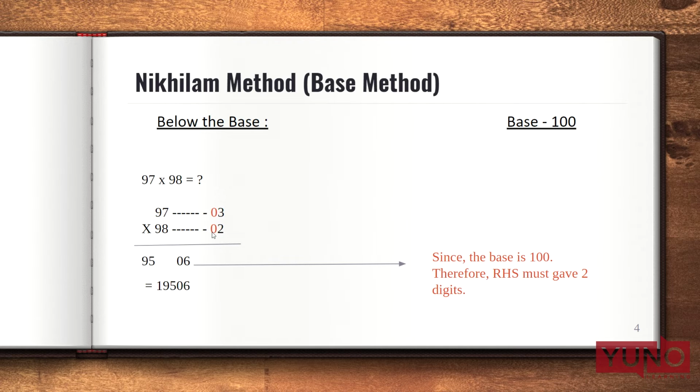98 is 2 less than 100, so I have written here 0, 2. Now multiplying two negative numbers will give me a positive number. So 2 multiplied with 3 is 6, but to make it a 2-digit number I have written here 06. Now performing any of them, either 97 minus 2 or 98 minus 3 will give me 95. So my answer here is 9506. Please ignore this one over here.